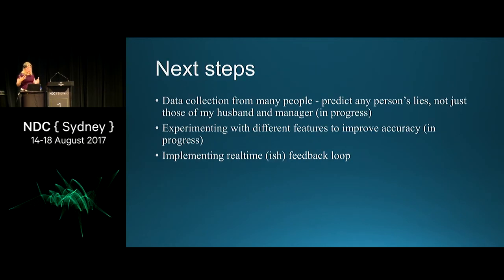So the next steps: I'm collecting data from lots of people now to be able to do a general purpose one as well. I'm experimenting with different features to improve the accuracy, like you saw on the previous slide. And then implementing a real-time feedback loop. The only thing that's holding me back there, otherwise this would have been done a long time ago, is that I need something to convert this from the proprietary format into CSV automatically, and they actually have that embedded inside of their tool, and it's not like a command line thing that I can call.